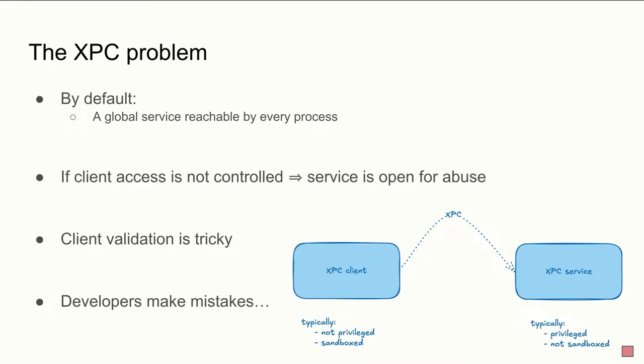So if the client access is not controlled by the service, we are looking at an abuse there. And the main problem with this is that client validation, although it's really easy and it's only a few lines of code, is very, very tricky, and it's very, very easy to miss some items. I think Apple doesn't provide a good secure coding best practice for how to do this securely, so it's also hard on the developers to do it right.